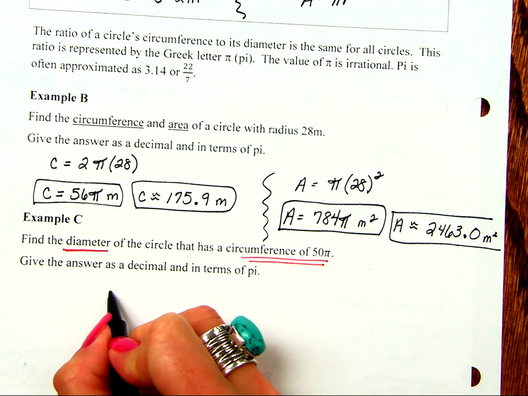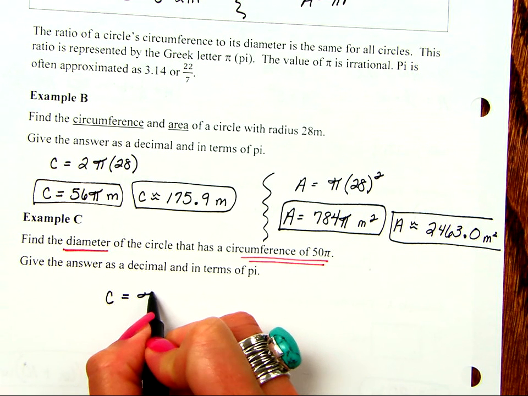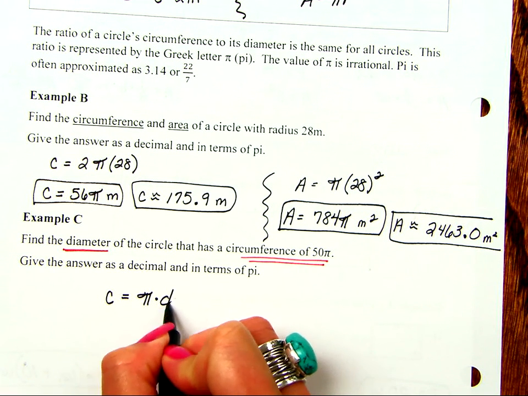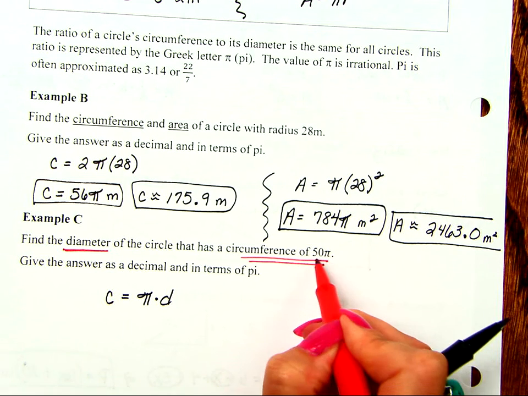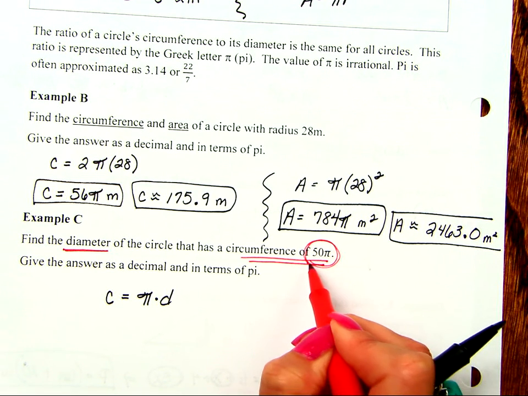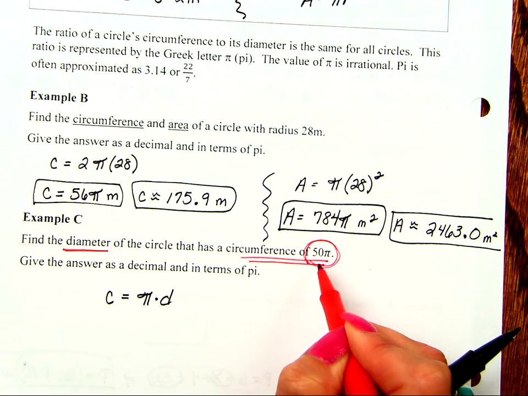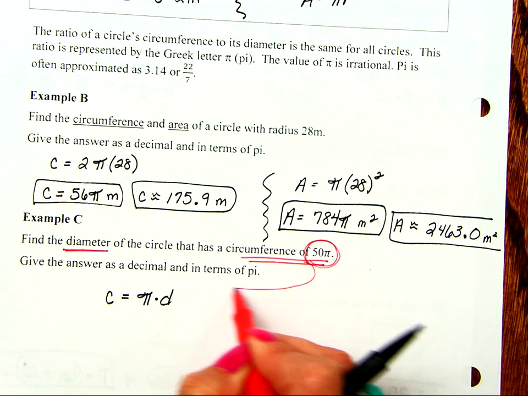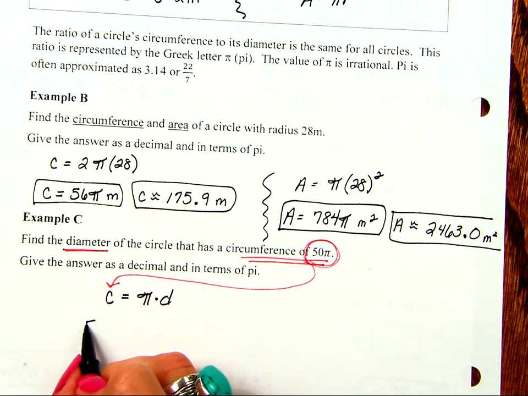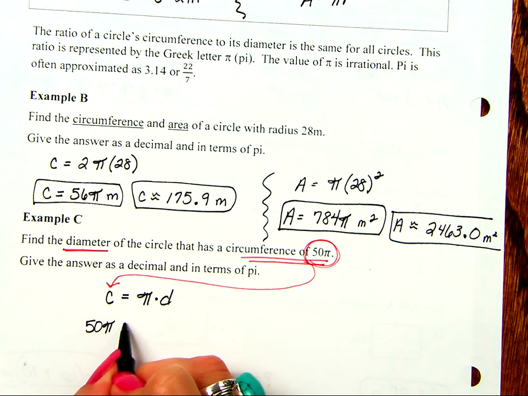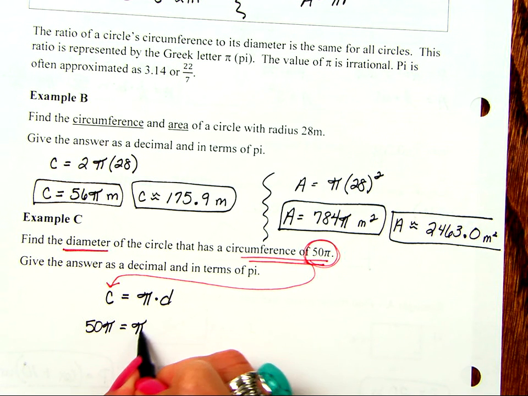Do you agree that I could just say circumference is pi times d? Let's plug in what we know. We know the circumference is 50 pi. So that's what we plug in. This tells me that 50 pi is equal to pi times d.